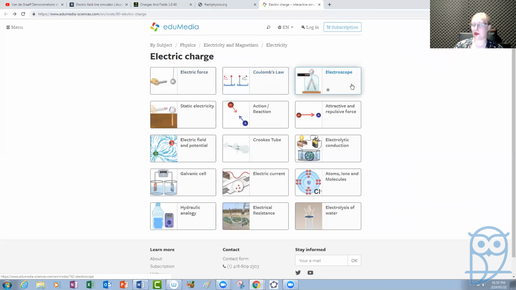There's the electroscope that is talked about in your lesson on CambriLearn. Here's a bit about how static electricity works, how the charges move around. And you can go play around with all of these up to about electric field and potential. These are topics for a different lesson.